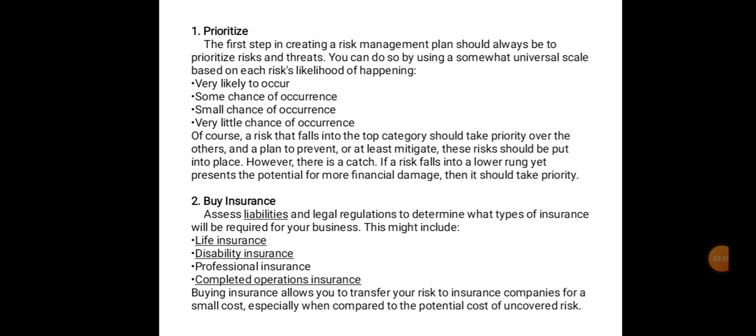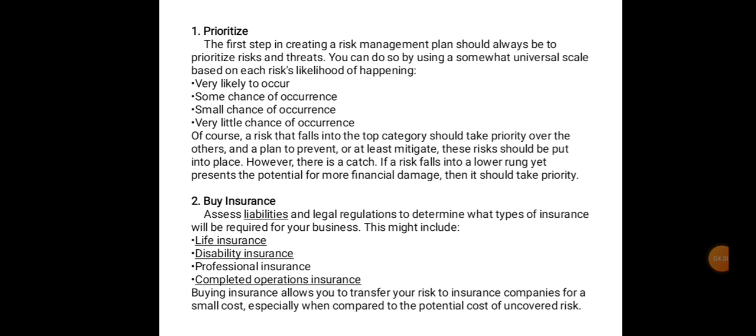Okay, and next is very little chances of occurrence, that is the investor needs to select the option contracts or the futures if there are very little chances of occurrence or some chances of occurrence, then the profit will be more for them. Okay, of course a risk that falls into the top category should take priority over the others and a plan to prevent or at least mitigate these risks should be put into place.